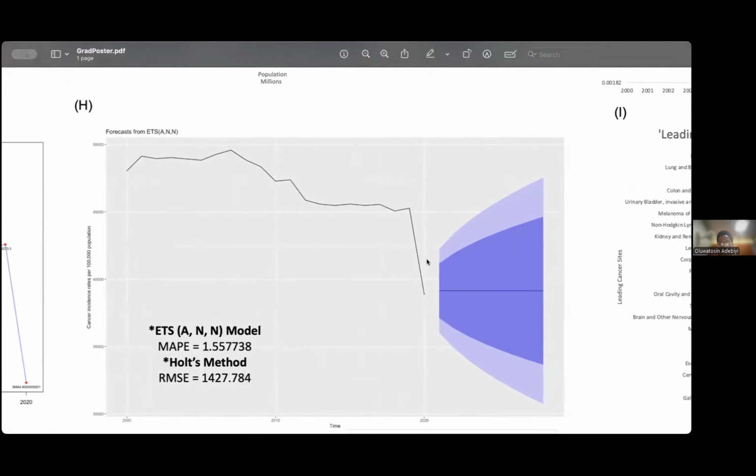However, based on my analysis, the best model that was able to help me predict what would happen in the next 8 years was the exponential smoothing space. And based on what you can see here, there's going to be a steady increase actually in incidence rate. And a lot of factors can be due to this. One of them would be advancing age.